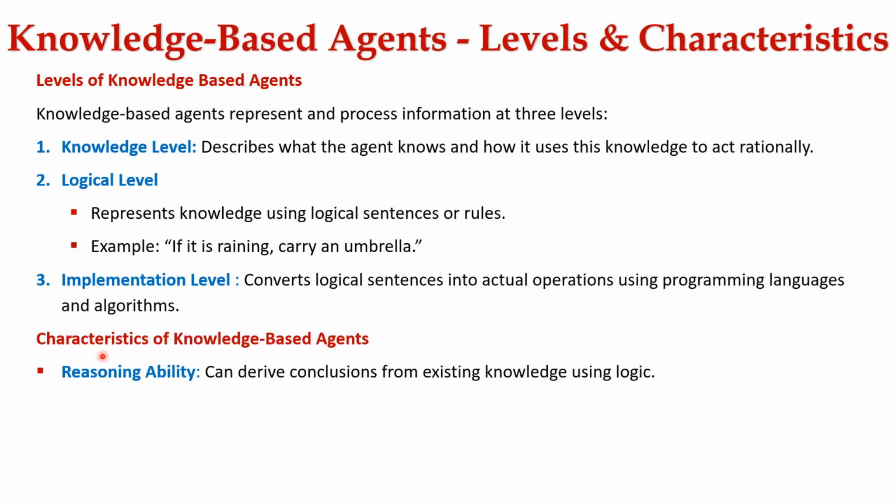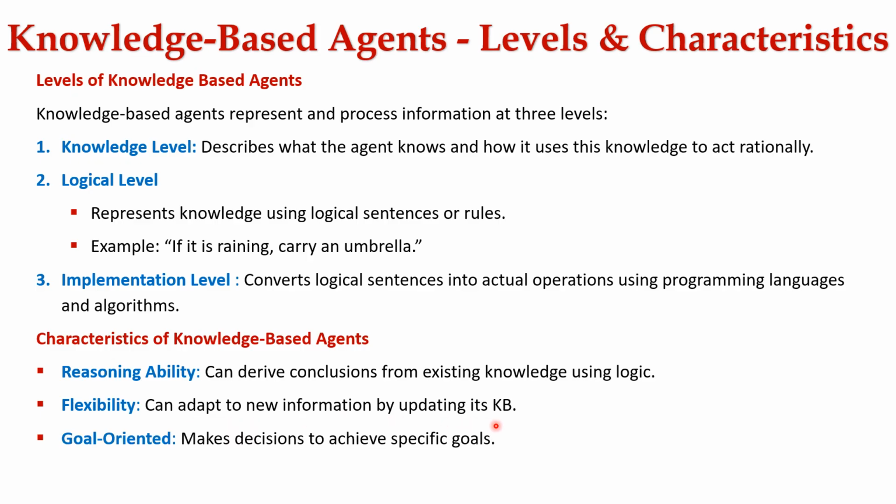Next comes characteristics of knowledge-based agents. It has a reasoning ability by deriving conclusions from existing knowledge using logic. It is flexible by adapting to new information by updating its knowledge base. It is goal-oriented by making decisions to achieve specific goals. Next is learning capability. That is, it can learn new facts and rules from experiences.